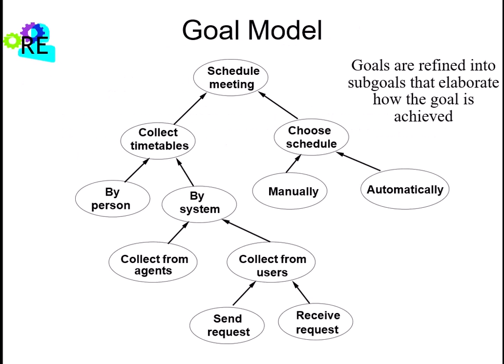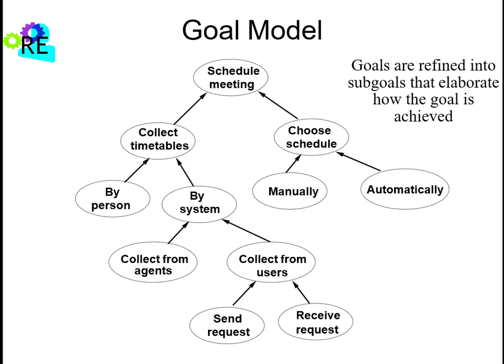We have the rounded circles and arrows from one goal towards another. The rounded shape shows the goal, and the arrow from one goal to another goal means that for achieving one goal we need the other goal. For example, here for schedule meeting we need collect timetables and choose schedule. So if we define a system as having one goal in a broad sense, we can say that the main, higher level goal is schedule meeting.